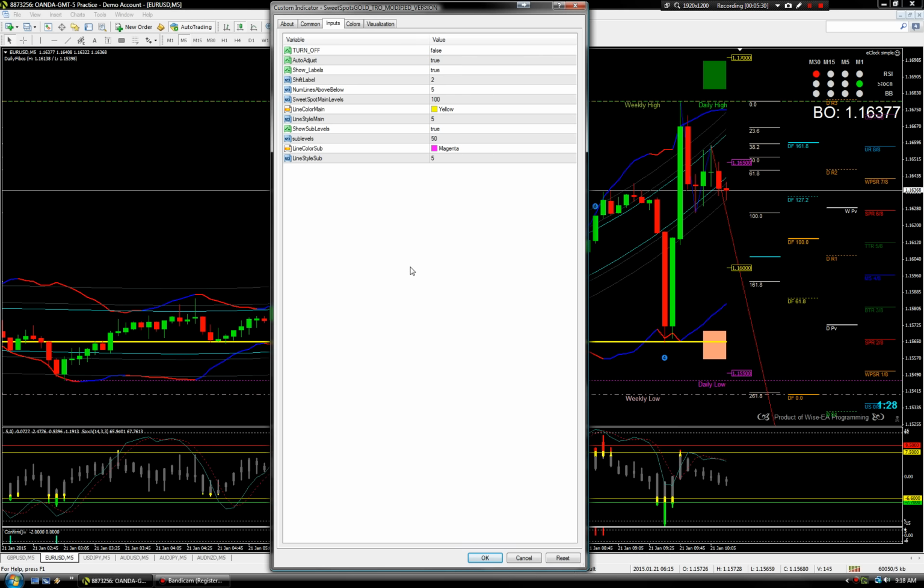This is Sweet Spots Gold. It's a nice indicator. Those are your settings. You can adjust it to show more, but this is what I prefer.